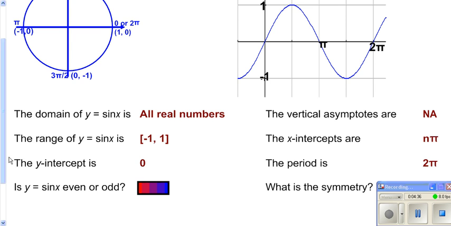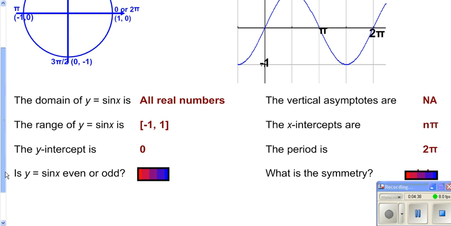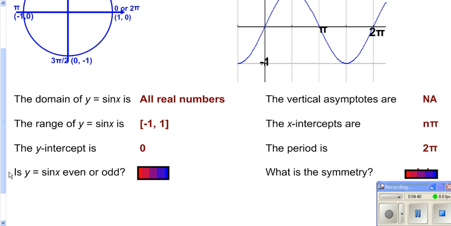Now, when we're looking at our symmetry, is it symmetrical about the origin or the y-axis? If it's symmetrical about the y-axis, it means each side's a mirror image of the other one. Symmetrical about the y-axis would be an even function. In this case, we're not symmetrical about the y-axis. We're symmetrical about the origin.